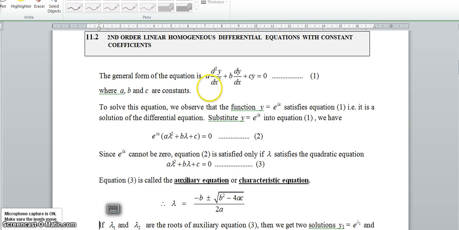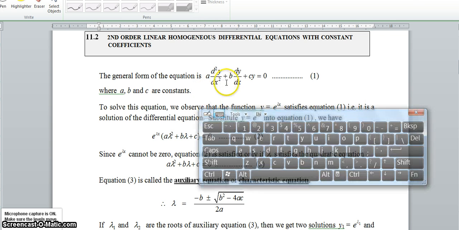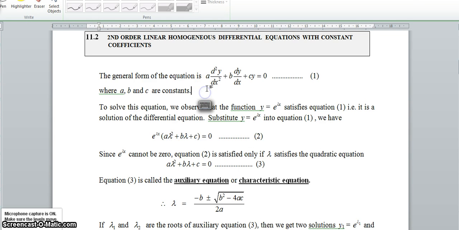So again, I'll rewrite this equation as a y'' plus b y' plus c times y equal to 0. Once again, all these a, b, and c are constants. So how do we solve this equation? Well, in order to solve it, we're going to make a bold guess, or say a clever guess, about what y is.